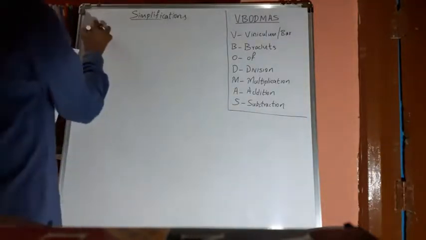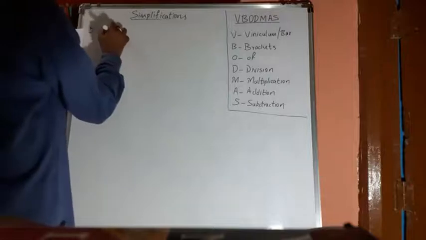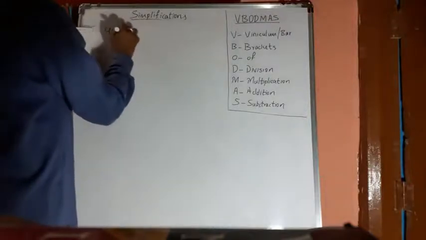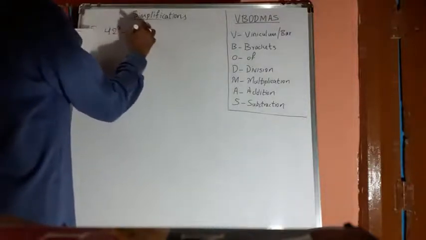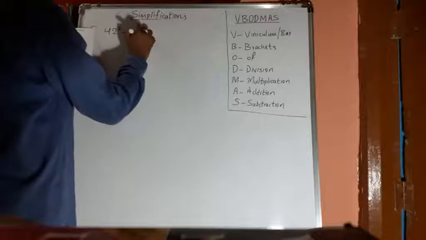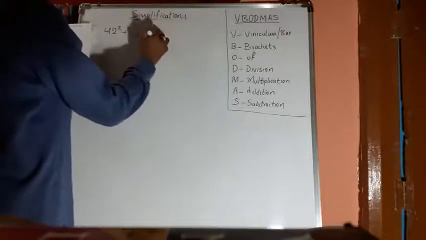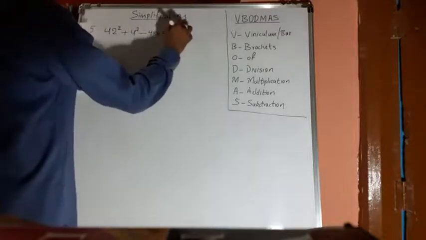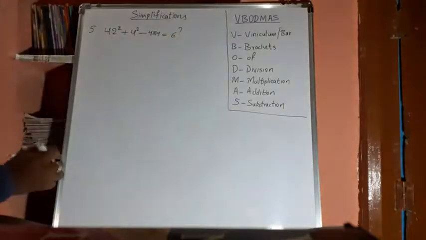Now let us go for our today's last problem. That is 42 square plus 4 square minus 484 is equals to 6 raised to question mark.